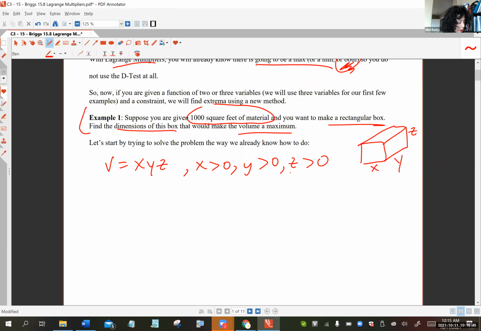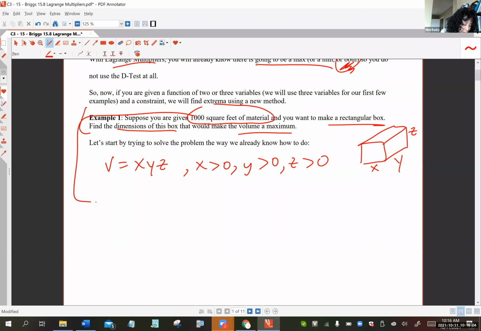So, let's say you want a really large base of your box, or maybe you'd like to make it really tall and save the material for the sides, or is it a middle ground between putting all your 1,000 square feet of material on the base and the sides? So there's got to be some sort of maximum there.